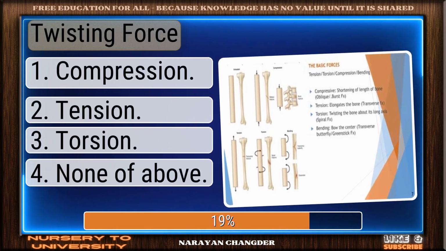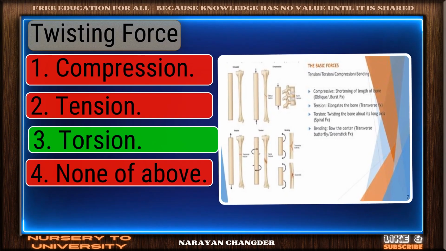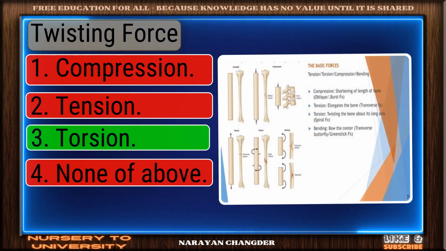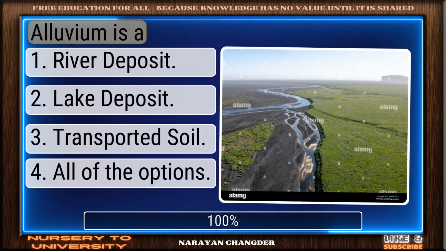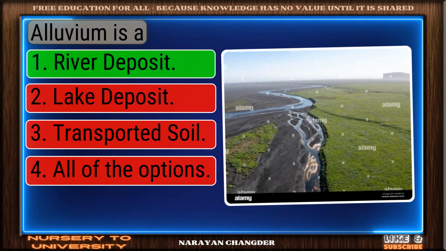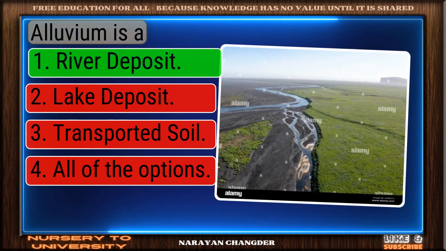Twisting force. Bravo. Torsion is the answer. Alluvium is a dash. Excellent choice. River deposit is the right answer.